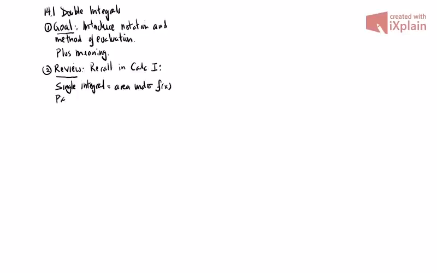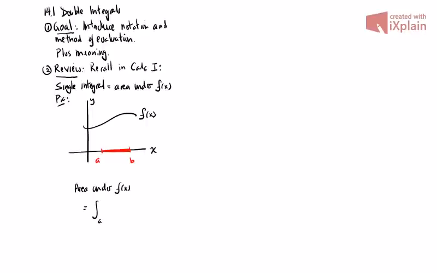A picture for this, and the picture will be immensely helpful when we go to two variables, is you've got a function, something like this. I'm going to label my axes. And then what you have is an interval. I'm going to shade the entire interval. That will help. And then you find the area under f of x by doing the integral from a to b of f of x dx.